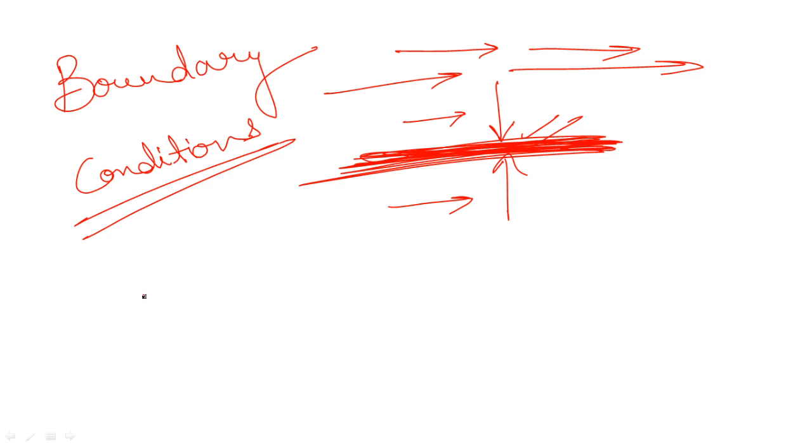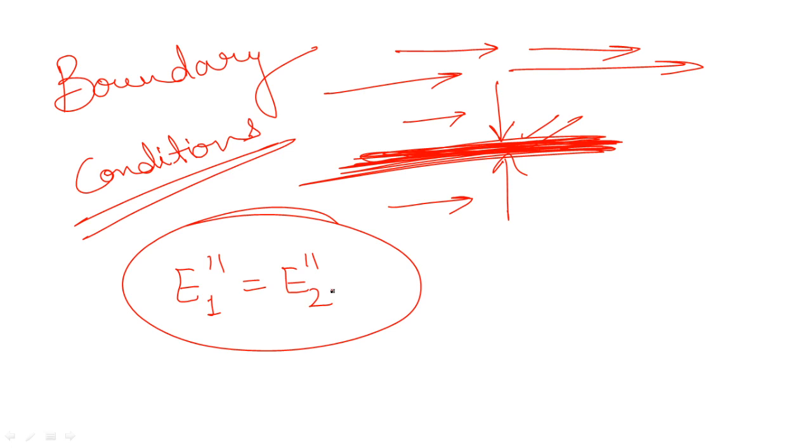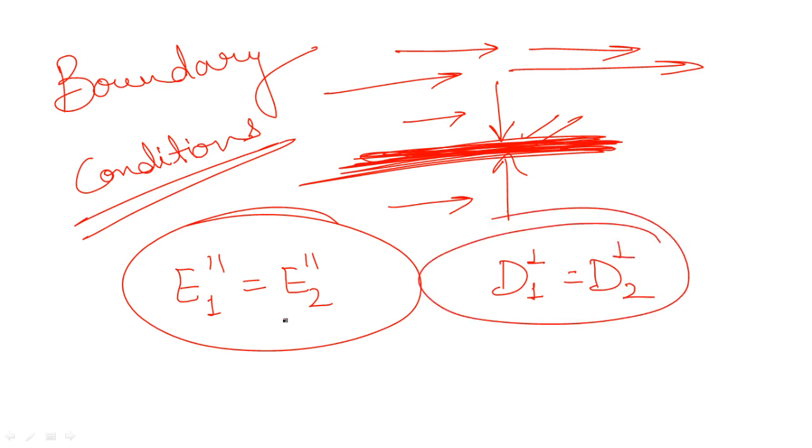And mainly the numericals we get in the exam are related to the continuous components. So E1 parallel equals E2 parallel. Next, related to the displacement vector: as you know, the electric field's parallel or tangential components are continuous, but for the displacement vector, the perpendicular components are continuous. Since there are great chances of questions based on the continuous components, this is what you actually need to know.